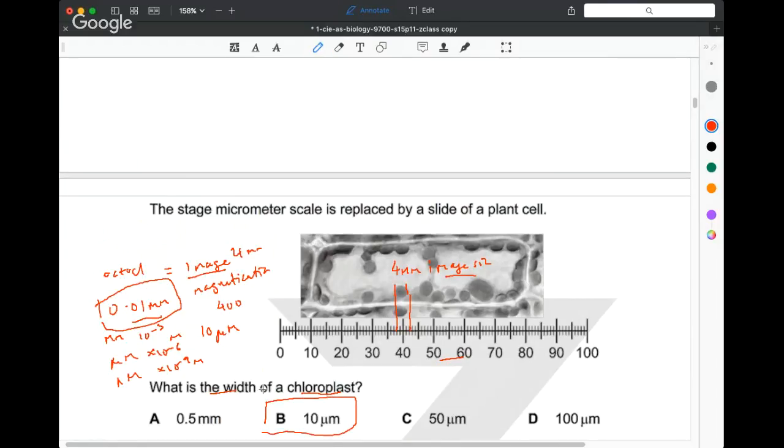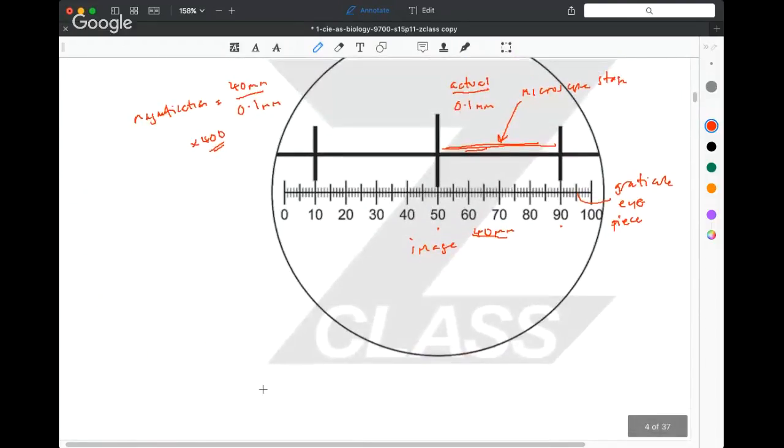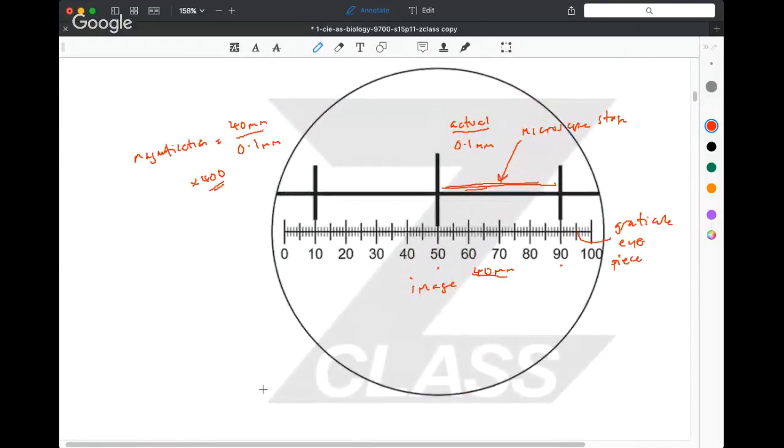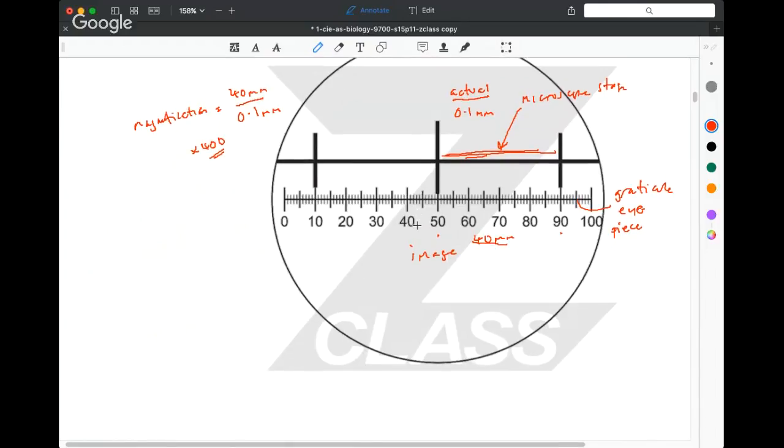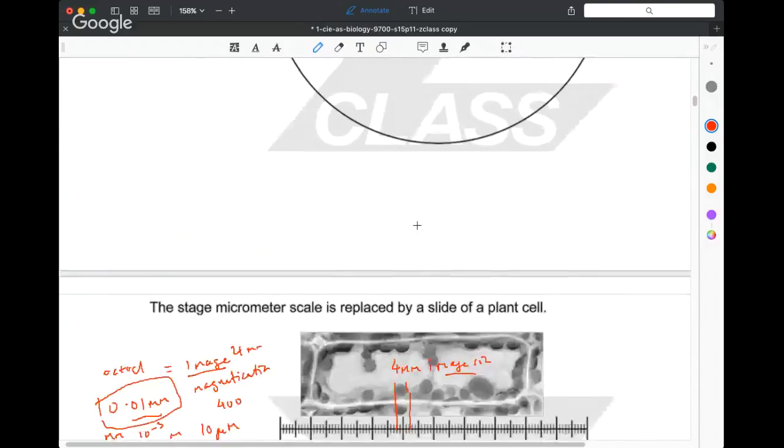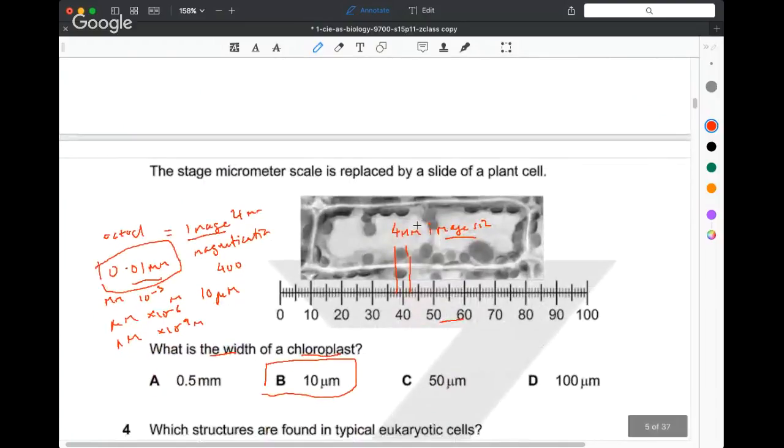And really the trick there was to understand that what you see on the microscope stage, well, that is the actual size, and what you're measuring with the graticule is the image size. And then you've got to use your relationship between actual size and image size to give yourself the magnification. And then once you know your magnification, then you can work out the actual size, in this case, of the chloroplast that you saw on the microscope slide.